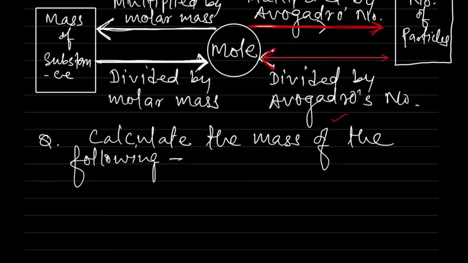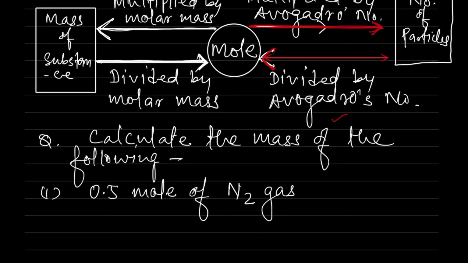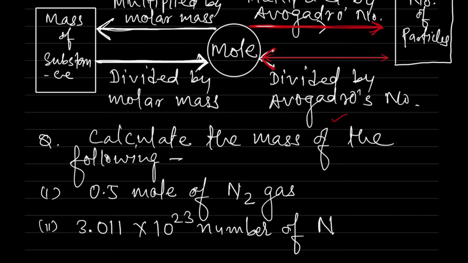Question is given here, and given here that 0.5 mole of nitrogen gas. Here nitrogen is not an element, here nitrogen as a molecule, means gas. So nitrogen gas. Okay, next is given here the 3.011 into 10 to power 23 number of nitrogen atom. Two problems are given here, nitrogen atoms. Okay, so how you will solve this problem?